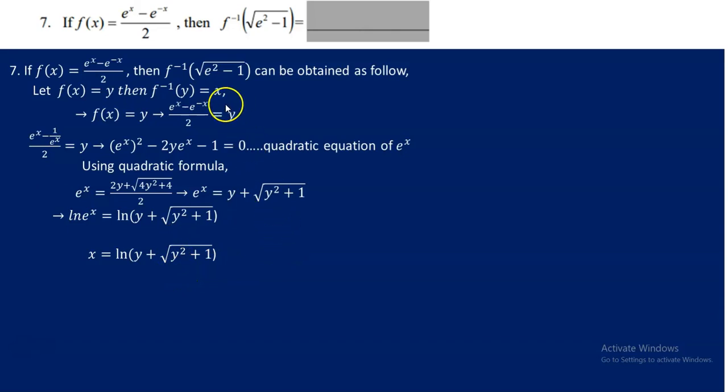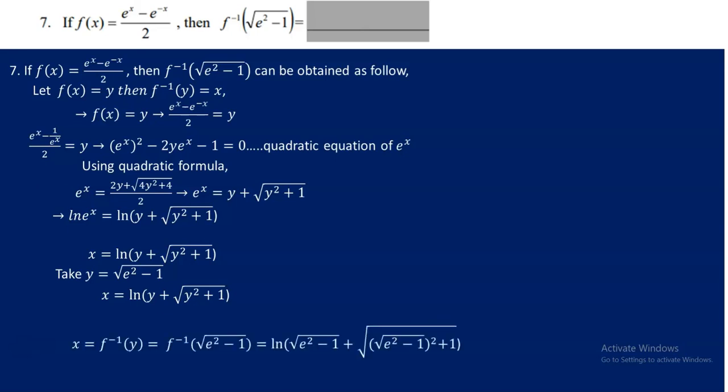Our interest was to find what x is going to be once we have the square root of e squared minus 1 in place of y. So we can directly put y to be the square root of e squared minus 1, and see what x is going to be. As you substitute in x equals ln of y plus the square root of y squared plus 1, what follows is this. X is the one we have been looking for, so f inverse of y comes. Now this is f inverse.